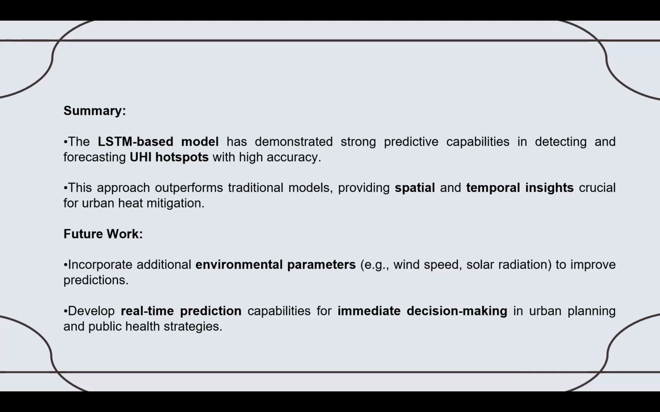Coming to the future work, as we have right now done it only for the Vijayawada region, we are thinking of increasing the regions and also increasing the environmental parameters. As we have used only temperature, humidity, and soil moisture, now we are also going to add wind speed and solar radiation to improve the predictions. And we are going to develop real-time prediction capabilities for immediate decision making in urban planning and public health strategies.